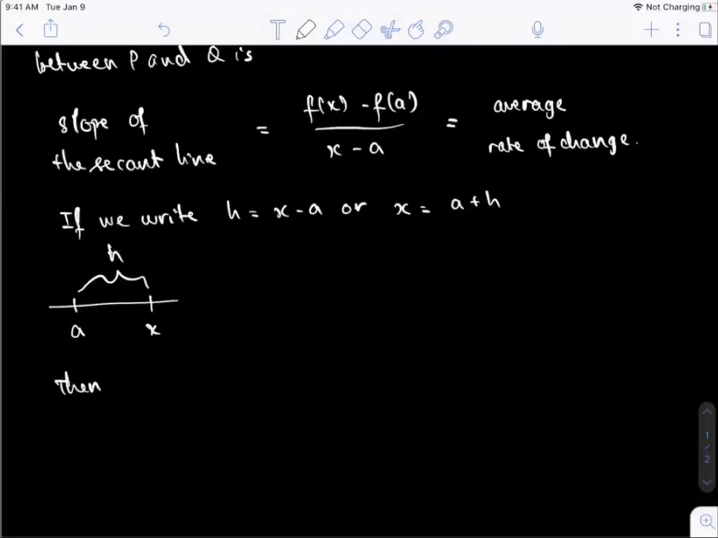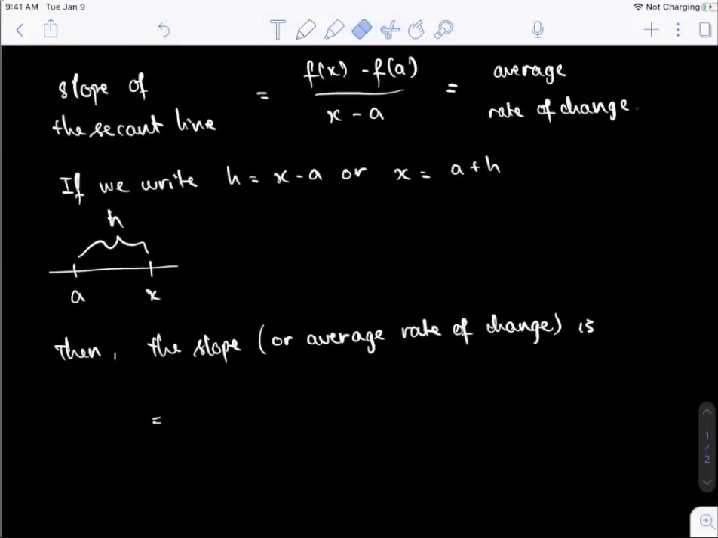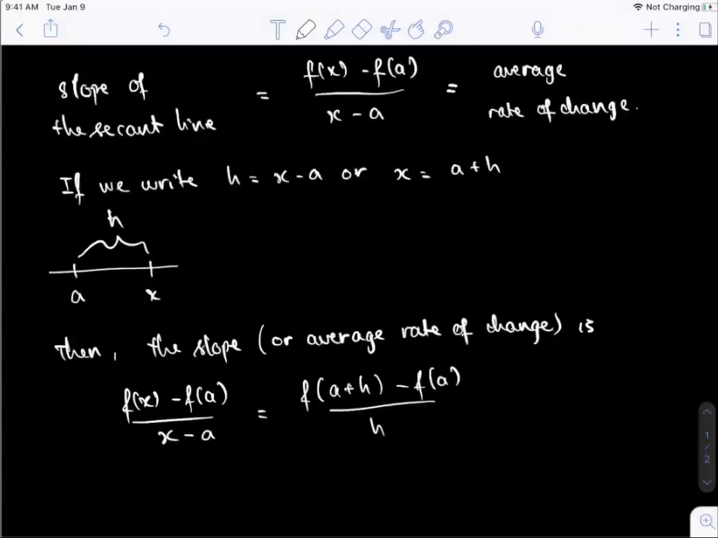Then the slope, or average velocity, or average rate of change is, right, you have two formulas. You start with f(x) minus f(a) over x minus a. Now this can be written as f(a plus h) minus f(a) divided by h. And this formula is called the difference quotient.